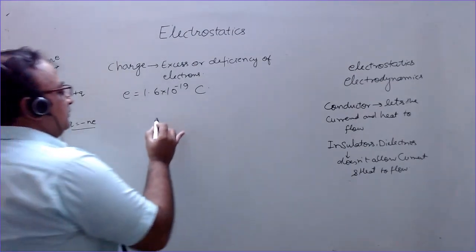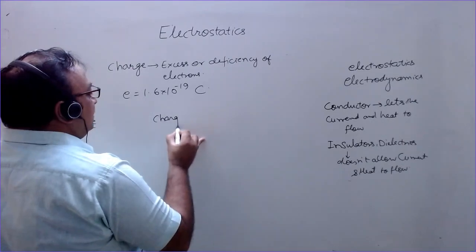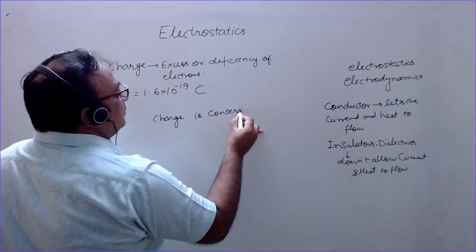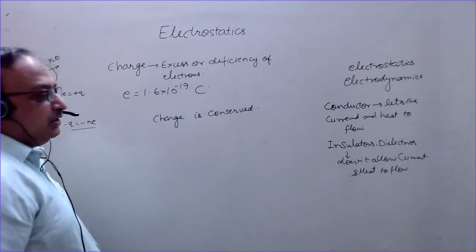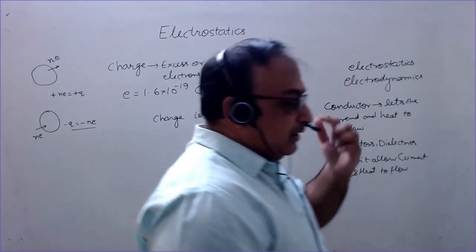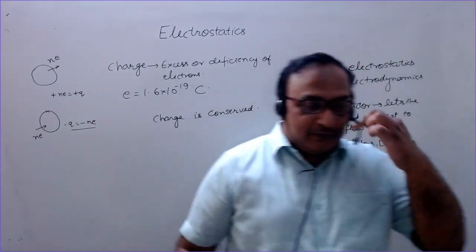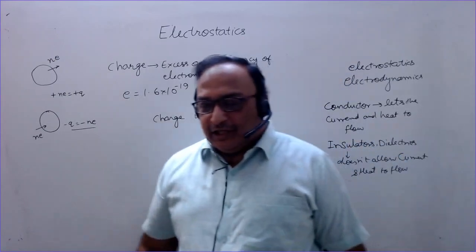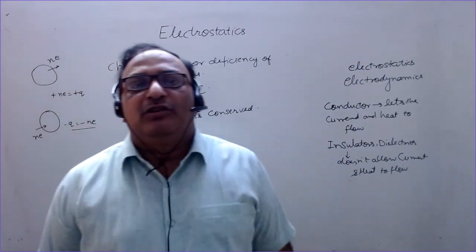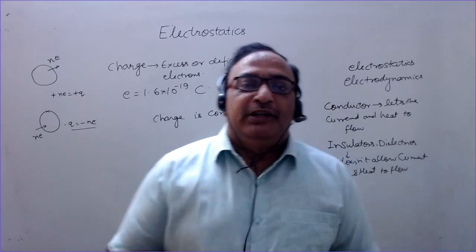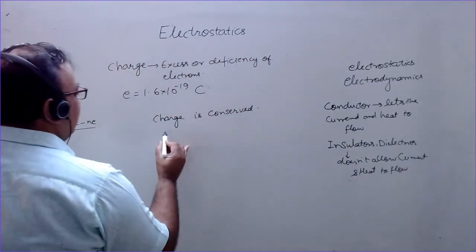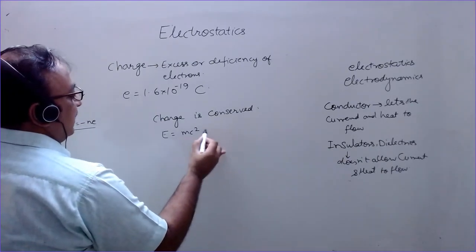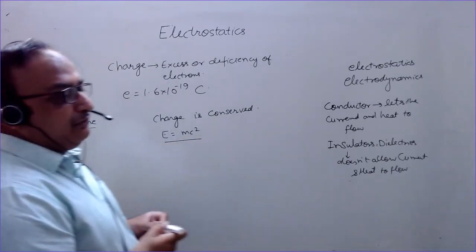So we have electric charge conserved. Charge is conserved means the total charge is always remaining constant. On the other hand, if you compare it with mass, mass is not conserved because mass can be converted into energy and energy can be converted into mass according to the equation of Einstein, E is equal to m c square.